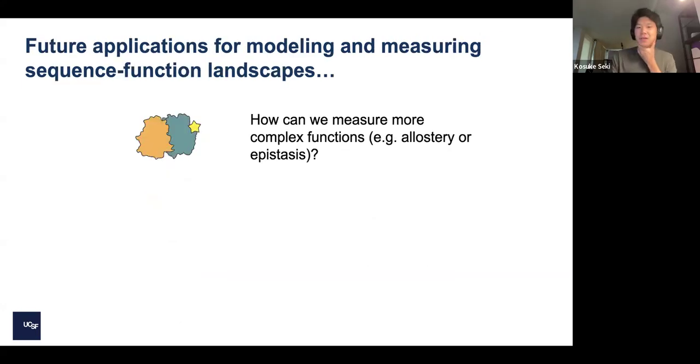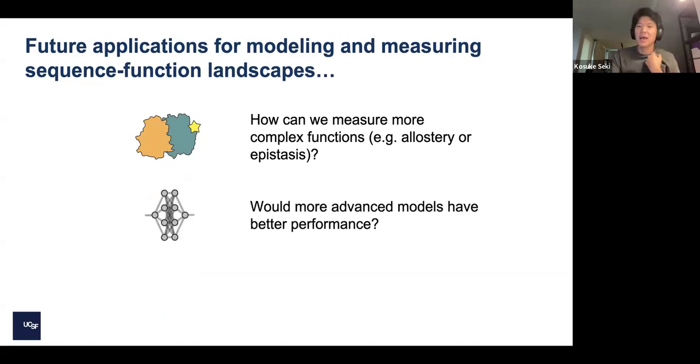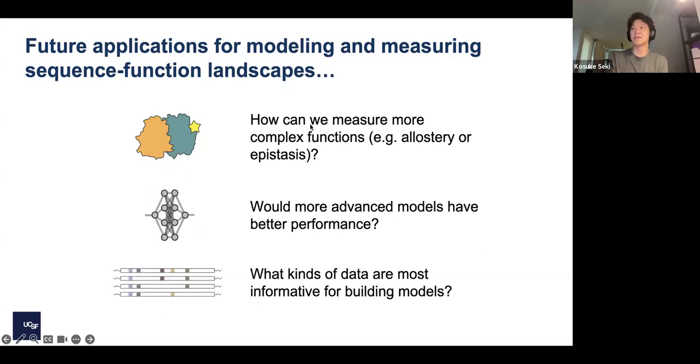In the future, we're interested in more complex functions, like maybe allostery or epistasis, beyond the activity and expression levels we did. Even though I said a simple model can be useful, it would be interesting to look at more advanced models, especially for more complex functions such as allostery or epistasis. And something we're interested in right now is what kinds of data are the most informative.